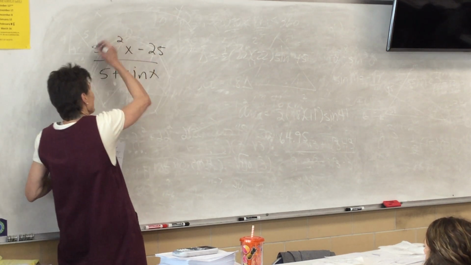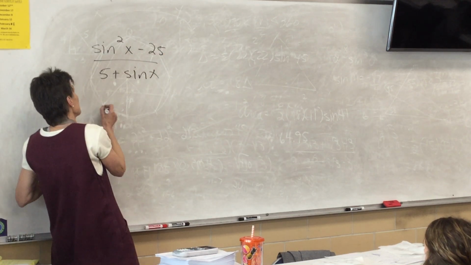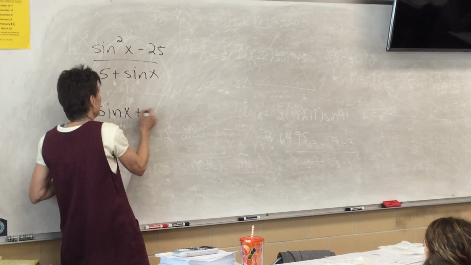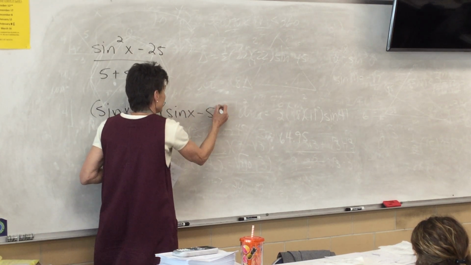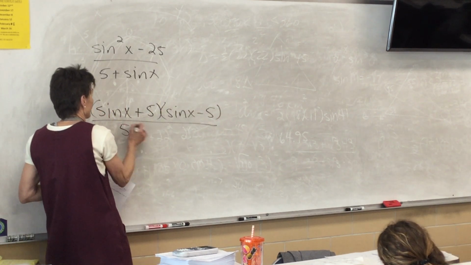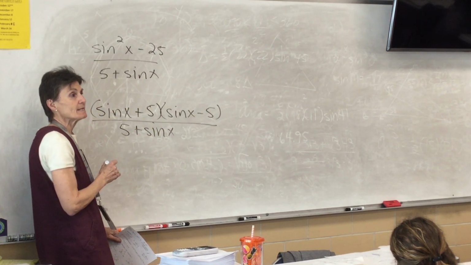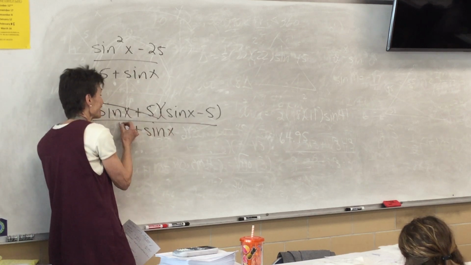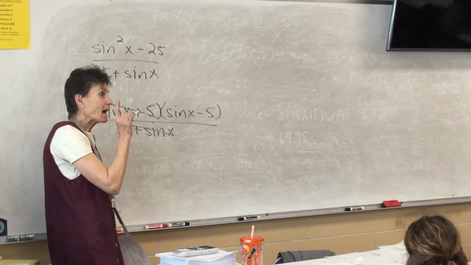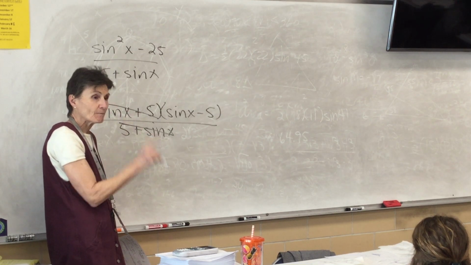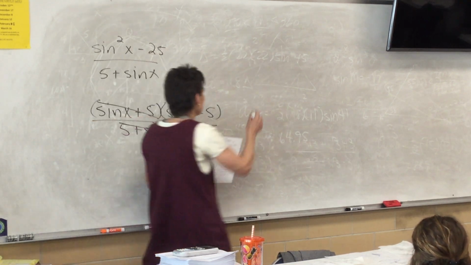So what did anybody notice about the numerator? Anything? Difference of squares. So sine plus 5, sine minus 5. Now, can I cancel? Yes, because that and that are the same. So you've got to pick up on the difference of squares. All right, now what about the next one?